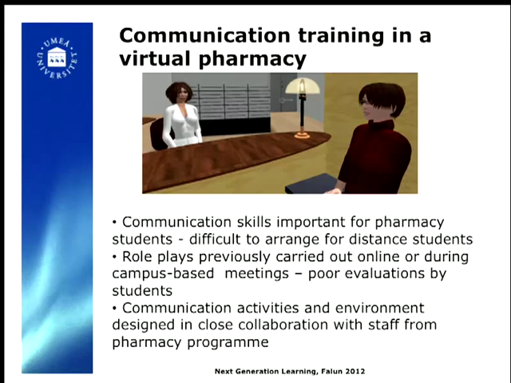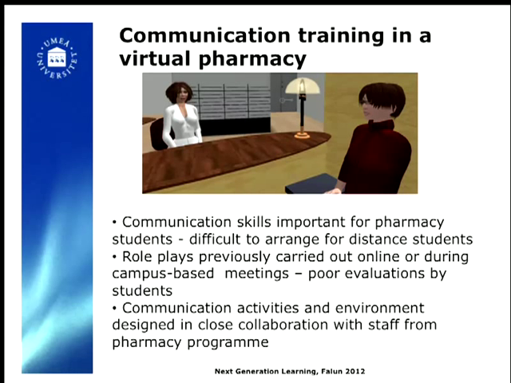The communication training had been done earlier using role plays, both in the classroom and using Adobe Connect. But on evaluations from students, they have all commented that the role plays in the classroom didn't really work for them. They felt it was very difficult for them to visualize themselves as pharmacists when they could see, okay, this is my fellow student here. So they weren't particularly satisfied with how we were doing role plays.